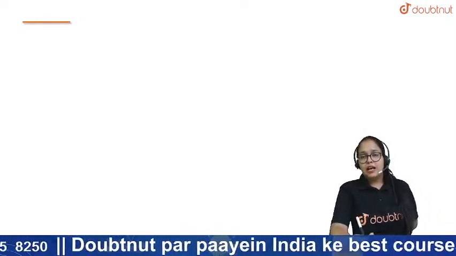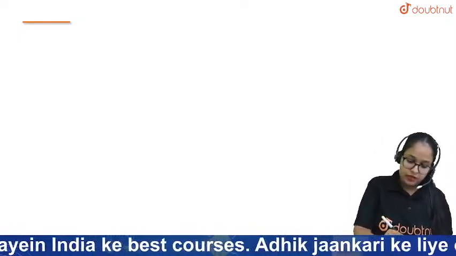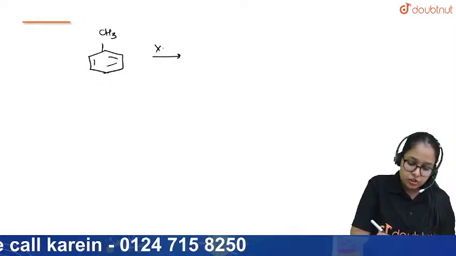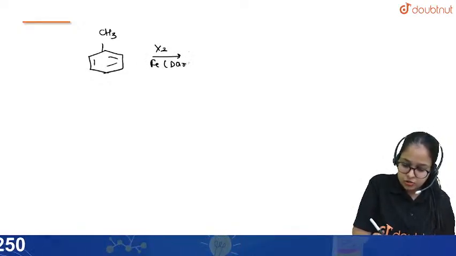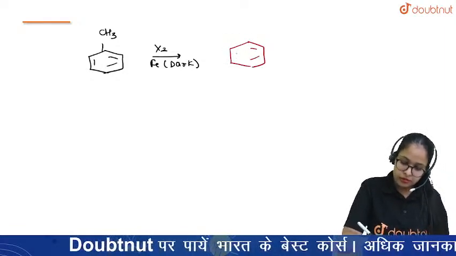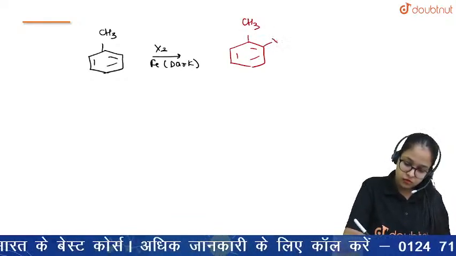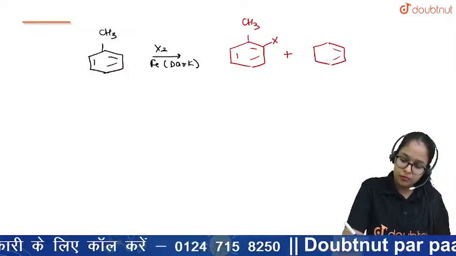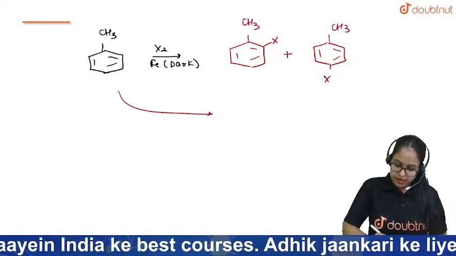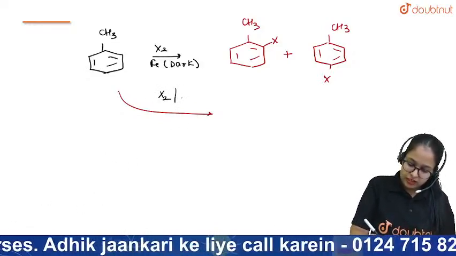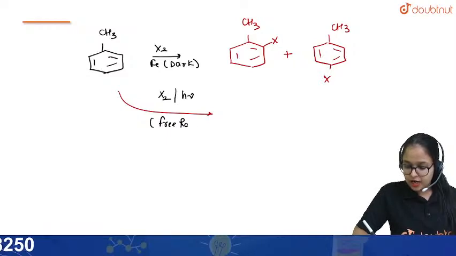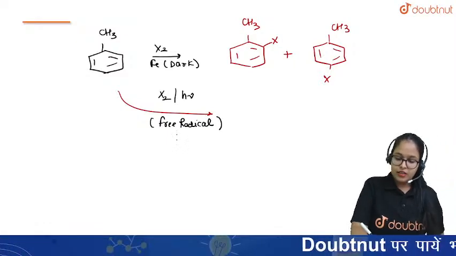Also, we have learned that your toluene when reacted with X2 in presence of iron and dark leads to formation of ortho and para products. Ortho and para products, right? Also, you must remember that whenever you react X2 in presence of sunlight or hν, you must understand this reaction undergoes free radical reaction.